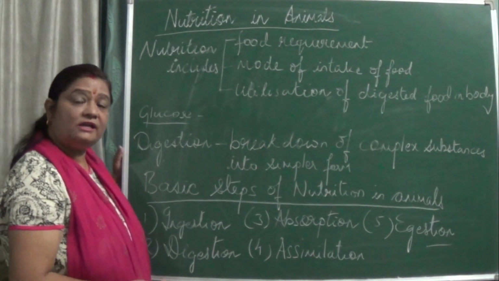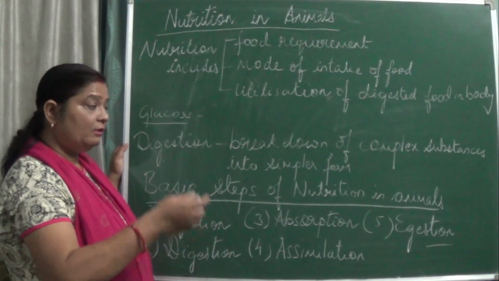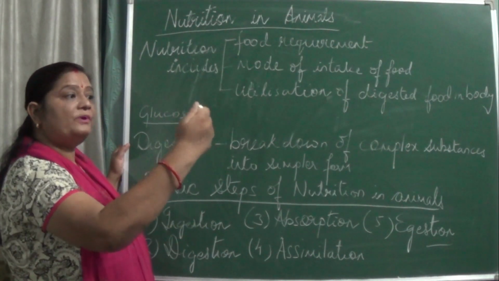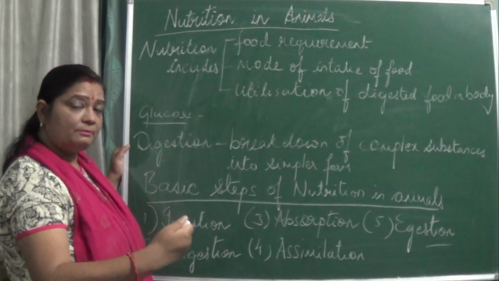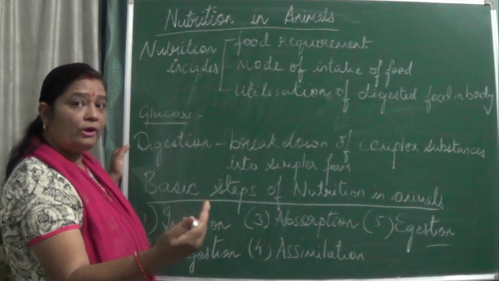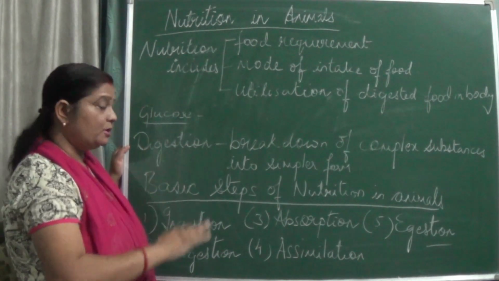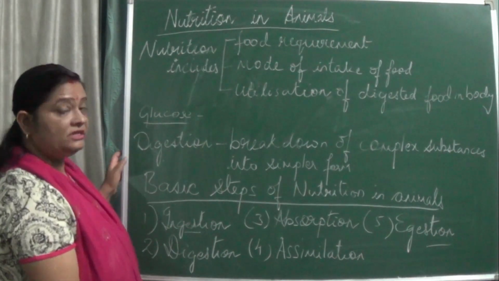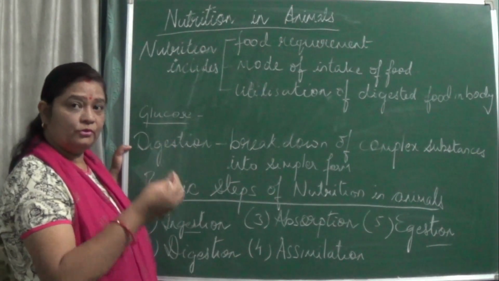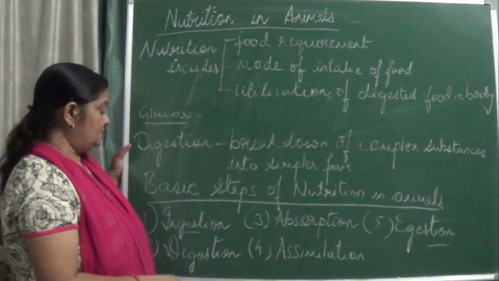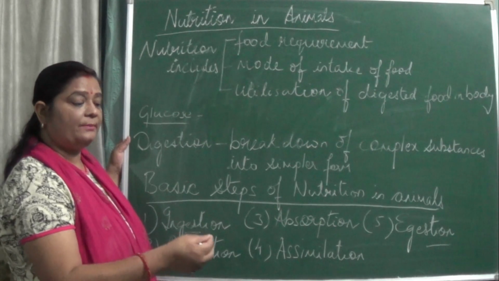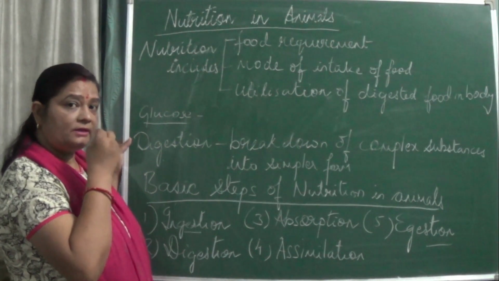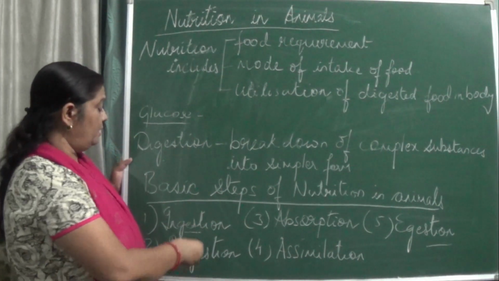Now, what are the basic steps of nutrition in animals? If we are saying we are taking complex food, there will be different steps which are included in digestion so that that complex food can be broken down into the simpler form, can be used by the body, and the undigested food can be given out. So the first step is what? Ingestion. When we say ingestion, ingestion is just taking in of the food. Suppose you are served the dinner, what you do? You take that chapati and the vegetable and put it in your mouth.